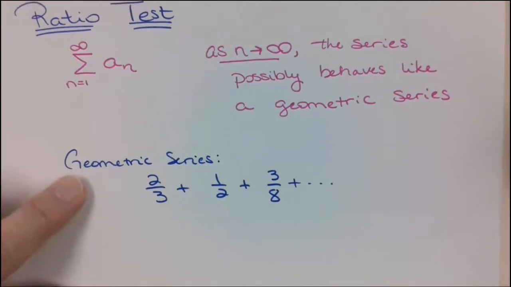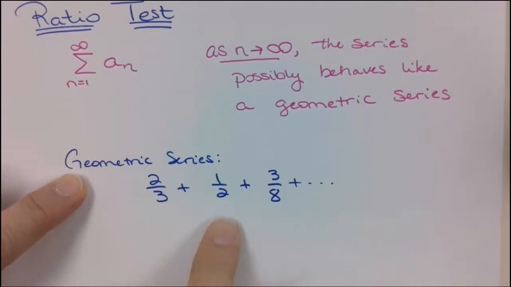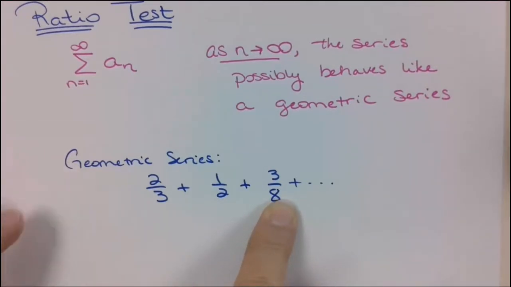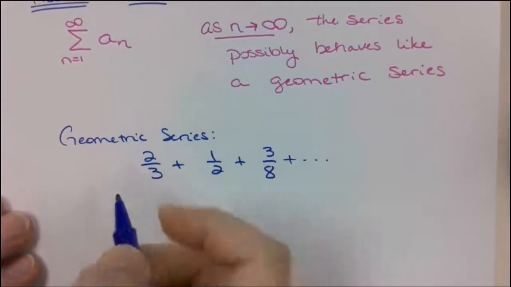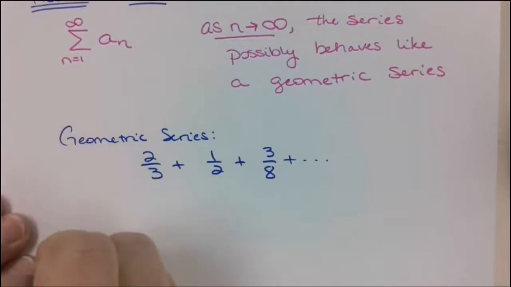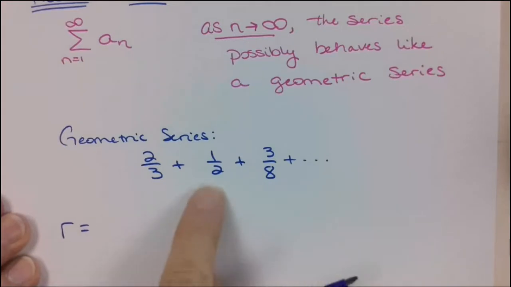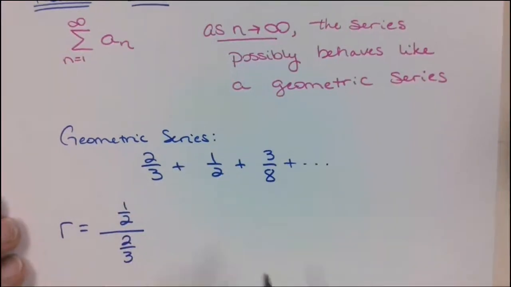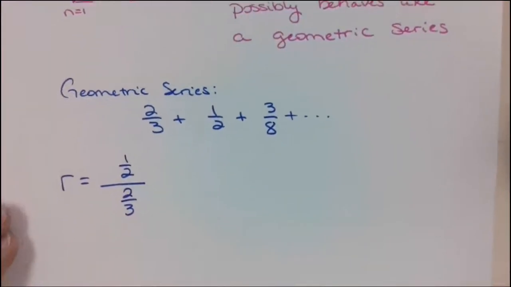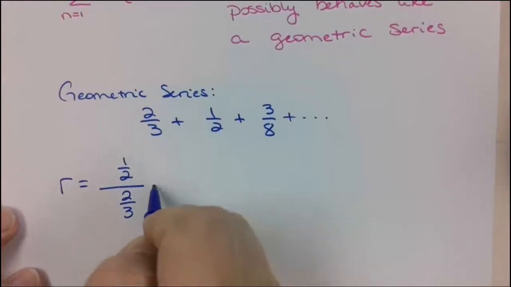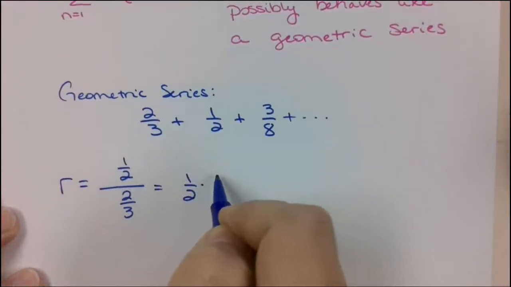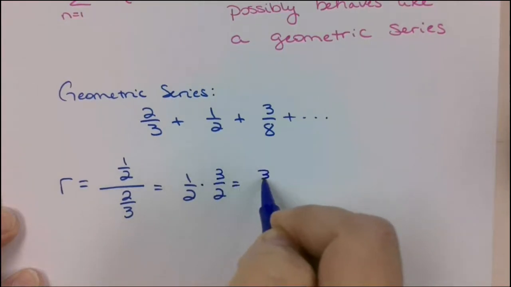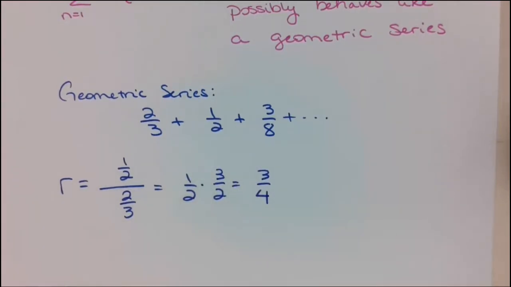But if I already know it's a geometric series, I know that there is something I'm multiplying every time to generate the next term in the series. To find that, I can pick a term in the series, like the 1/2, and divide it by the term that comes before, and that will give me the common ratio that I'm looking for. So I'm going to multiply by the reciprocal here, and I get 3/4.